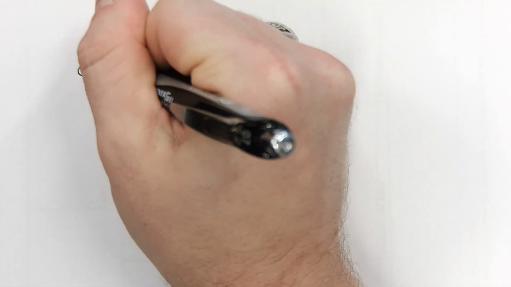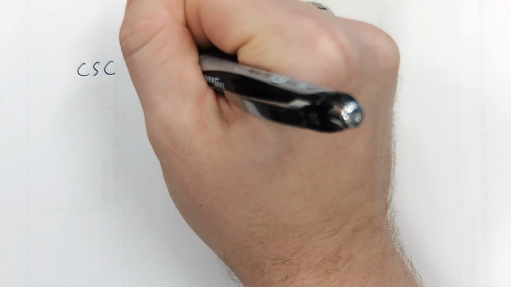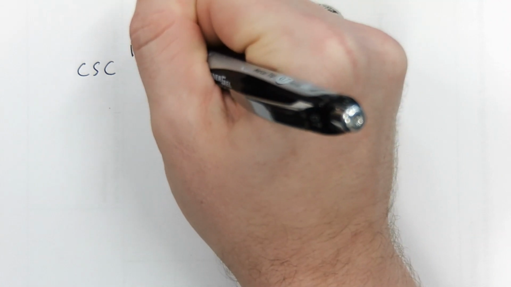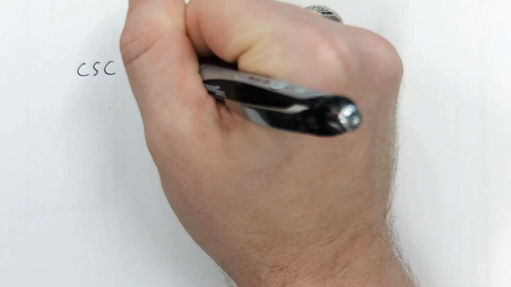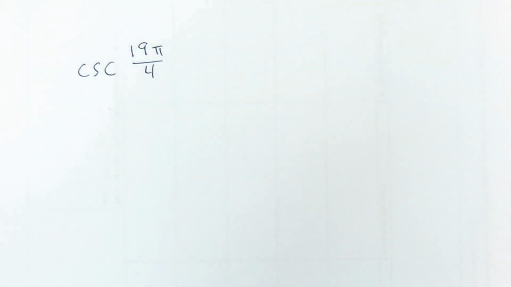I don't know. Let's throw one out there. How about finding cosecant of, I don't know, maybe a 15, 17, 18, let's do 19. How about a 19 pi over 4? That feels good. So what are we supposed to do?